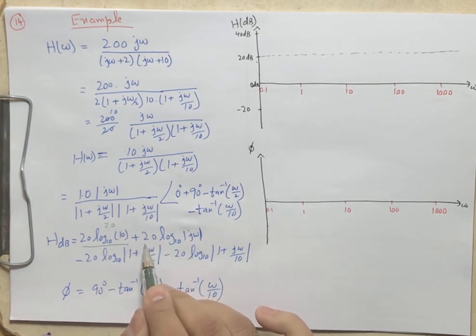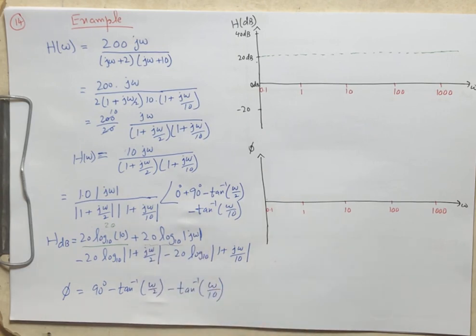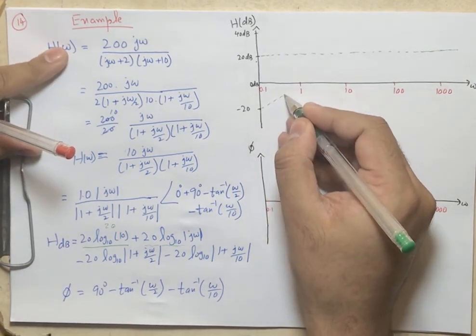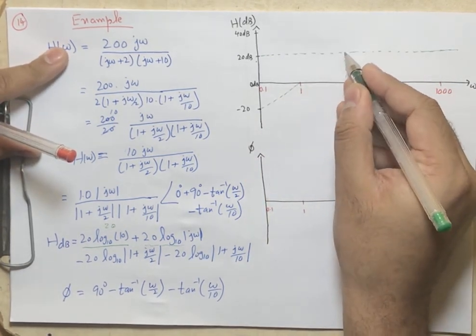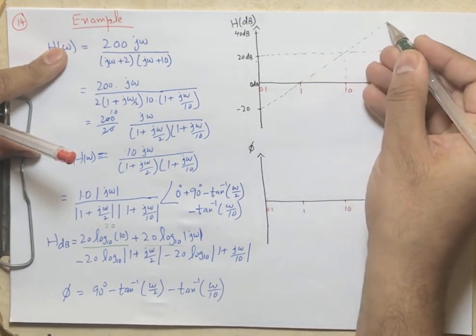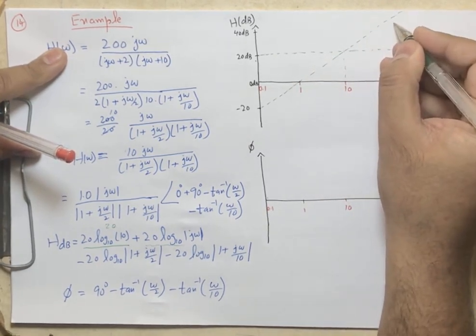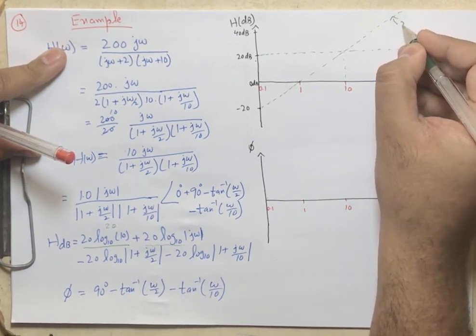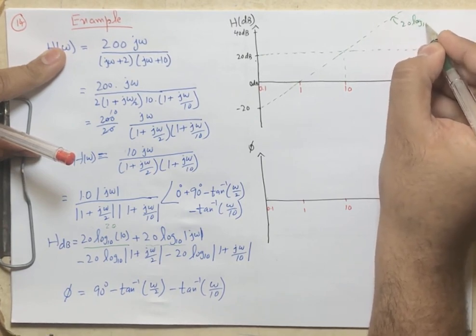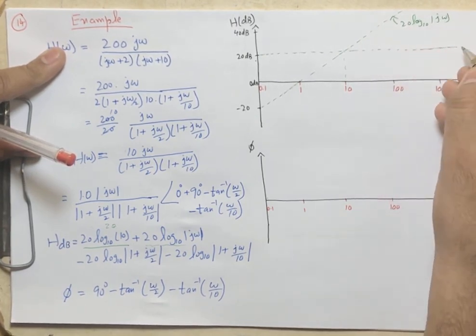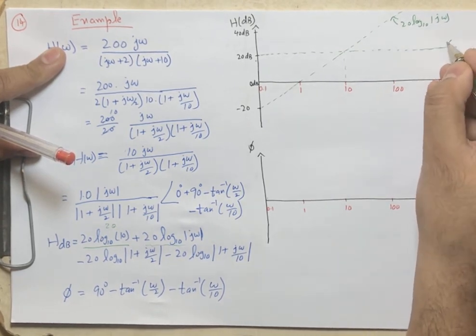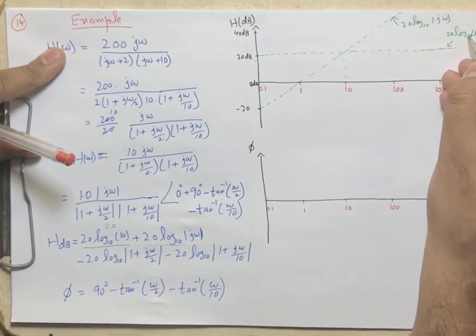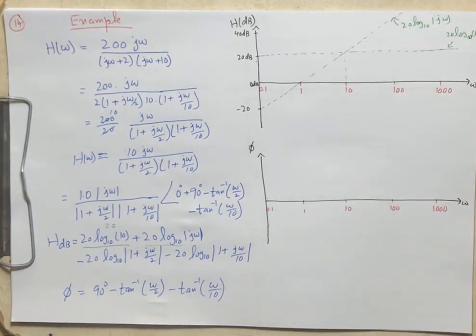The next term here is 20 log 10 of j omega, and as you already know, it will be a plot something like this one, and so on and so forth. So this is the plot of 20 log 10 of j omega, and this is the plot of 20 log 10 of 10. These two are the individual plots of these two terms.